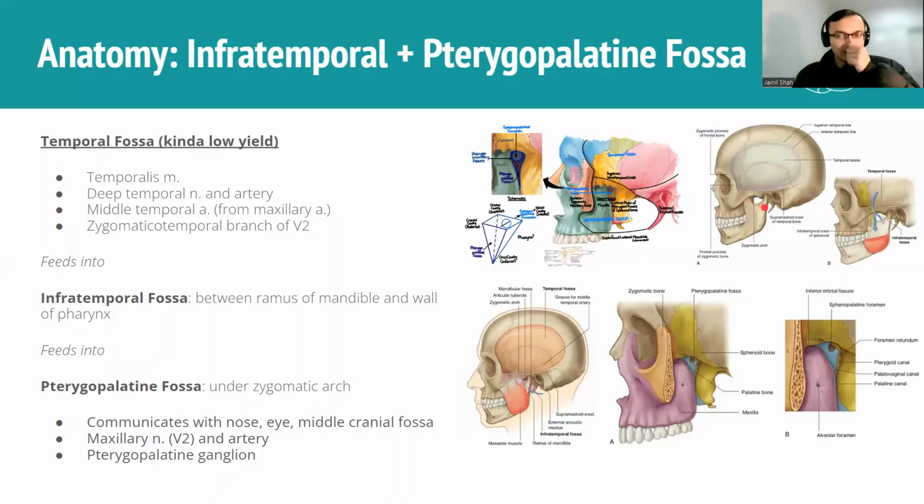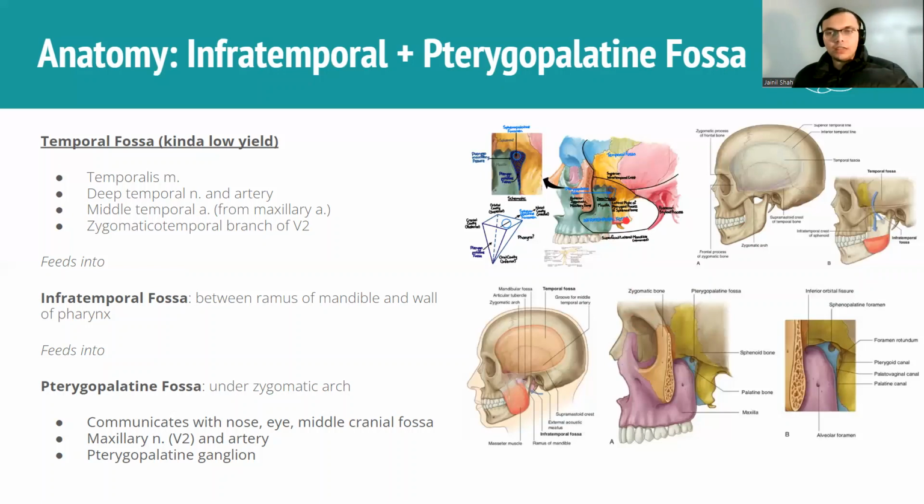It lies between this ramus and the wall of the pharynx. It's hard to see here, but if you look at some models or cadavers, it'll be easier to see how the pharynx fits in relationally. That's the infratemporal fossa, and you can sort of see it here. I've tried to label it on this diagram.